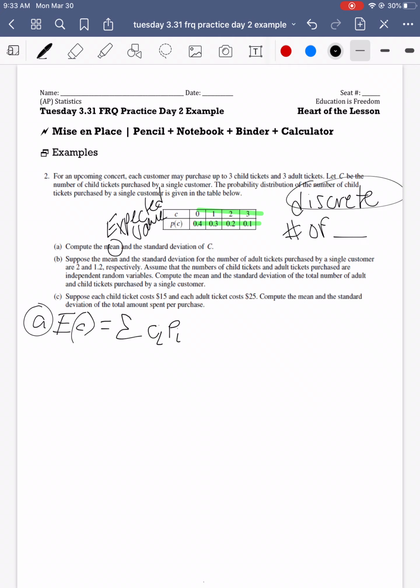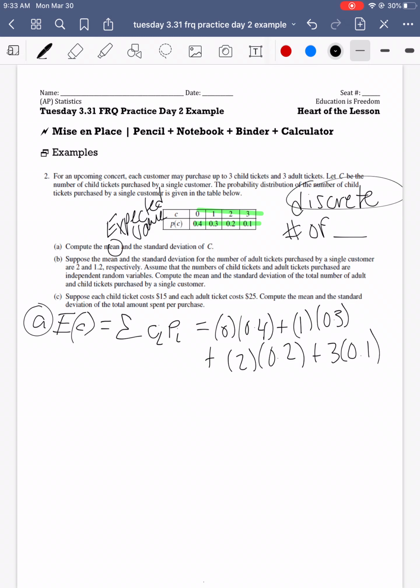So this is going to be equal to 0 times 0.4 plus, so the summation just means keep adding, plus 1 times 0.3 plus 2 times 0.2 plus 3 times 0.1, and if I calculate that all out, we should get 1 as our solution. So the mean here, or the expected value, is 1.